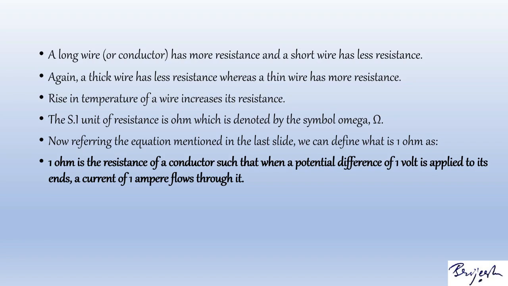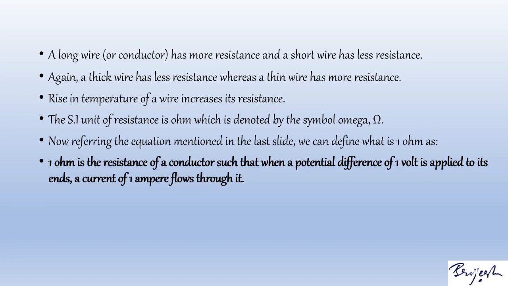So the SI unit of resistance is ohm, which is denoted by symbol omega. The unit of resistance ohm can be defined by Ohm's law, as potential difference upon current is resistance. So that is 1 ohm equal to 1 volt upon 1 ampere. So this gives us the following definition for ohm, that is, 1 ohm is the resistance of a conductor such that when a potential difference of 1 volt is applied to its ends, a current of 1 ampere flows through it.